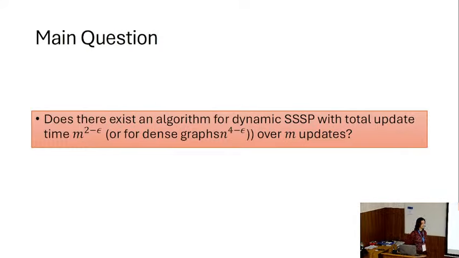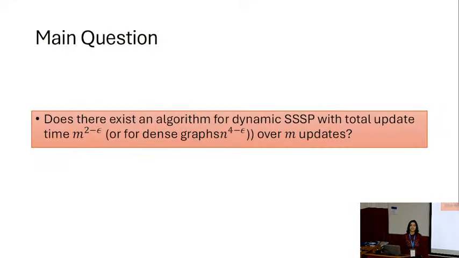And why m updates? Because if you are thinking about partially dynamic, in the incremental setting, you are starting with an empty graph and then the edges are arriving one at a time. So your m edges will be arriving. Similarly, if you are thinking about decremental, then you are starting with m edges and then one by one the edges get deleted. So it just makes sense to talk about m updates.